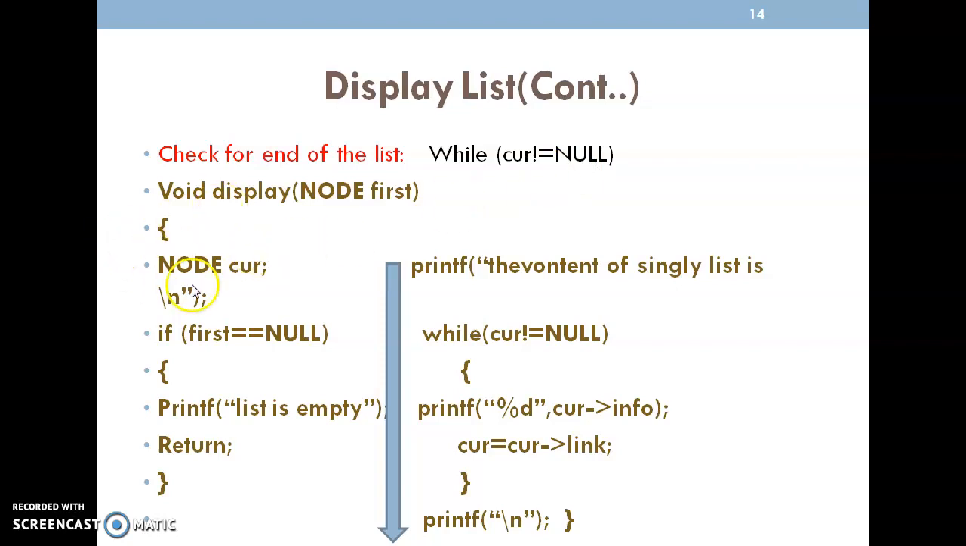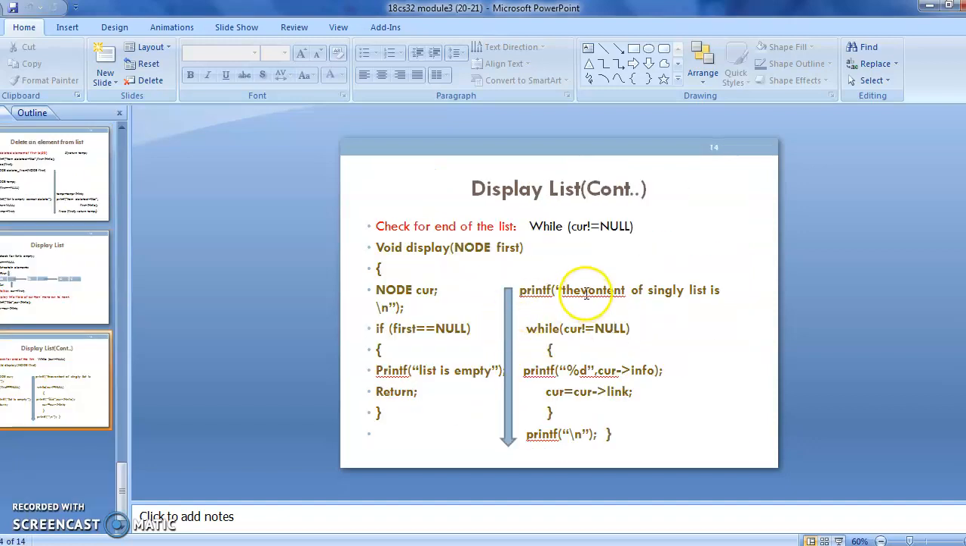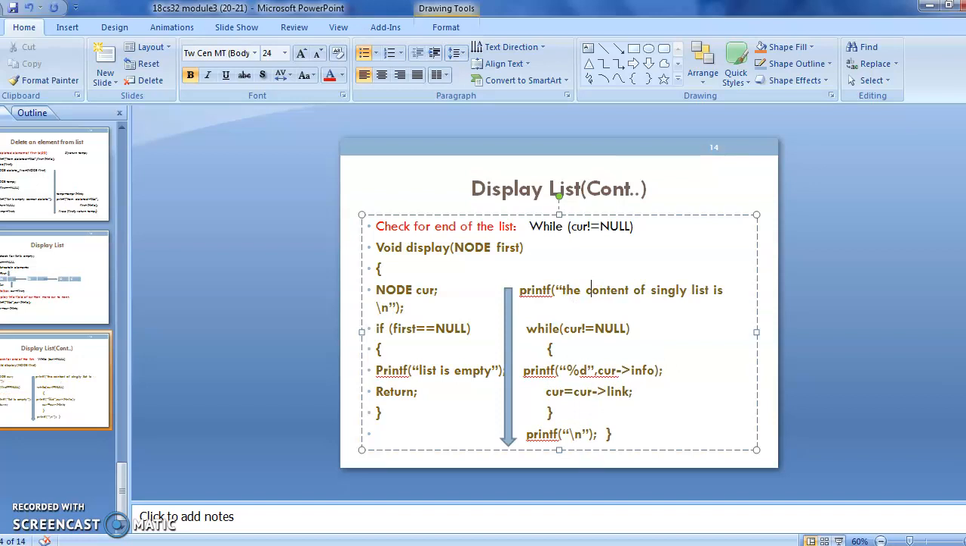So if first equal to null, same thing, the list is empty. In order to display the content, here I have to write content of single linked list. If current not equal to null, until then you have to display all the elements of the list. So percentage d current pointer info. The current will be updated to the next node until it becomes null. So at the end you have to display all the values one by one. This is how the display operation works.